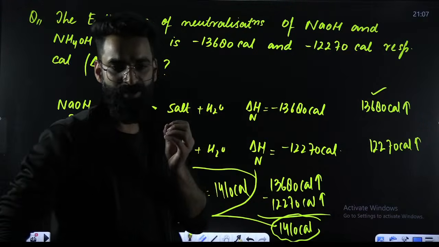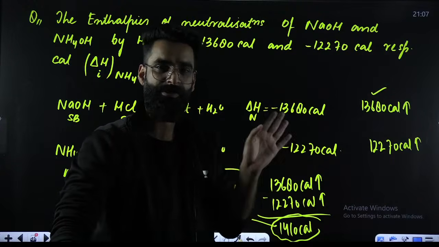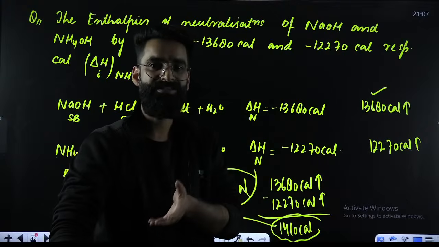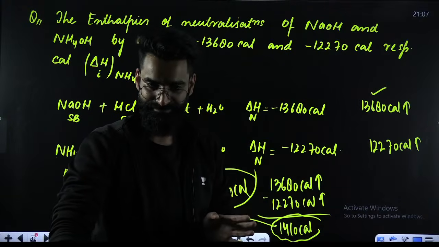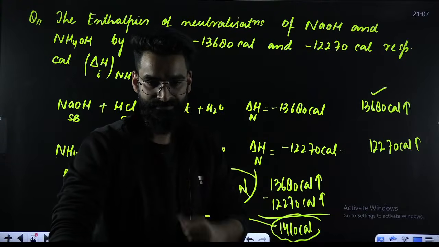How to find whether it is weak or strong? See, all your weak acids and weak bases are your weak electrolytes. Strong acids and strong bases are always your strong electrolytes. Perfect, guys?